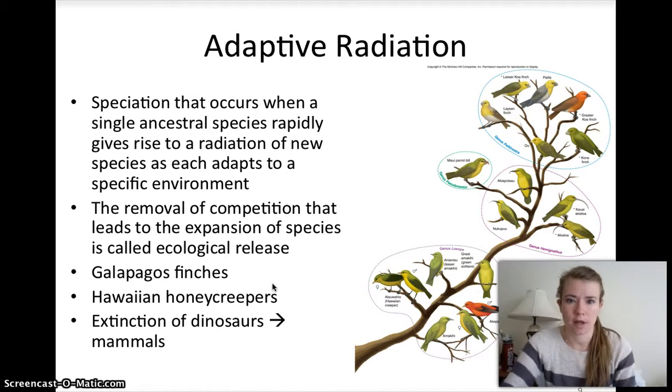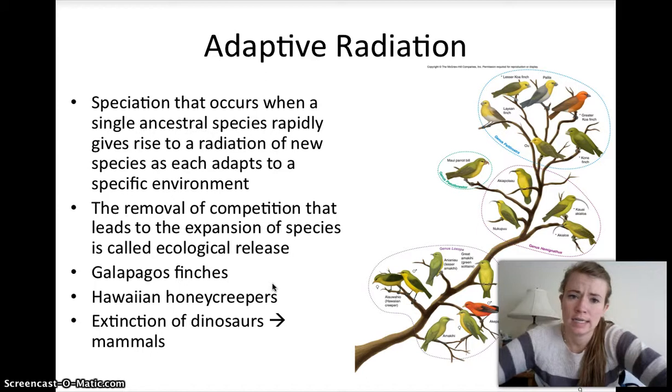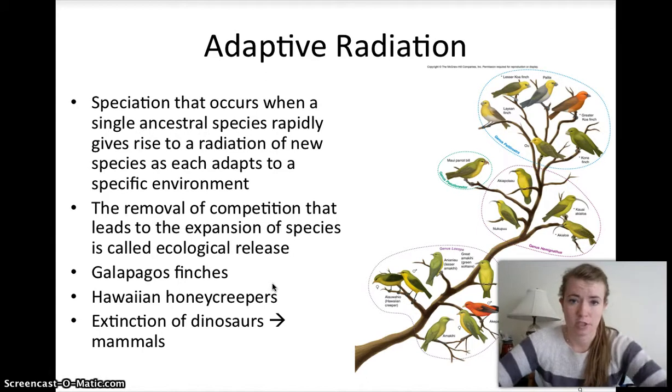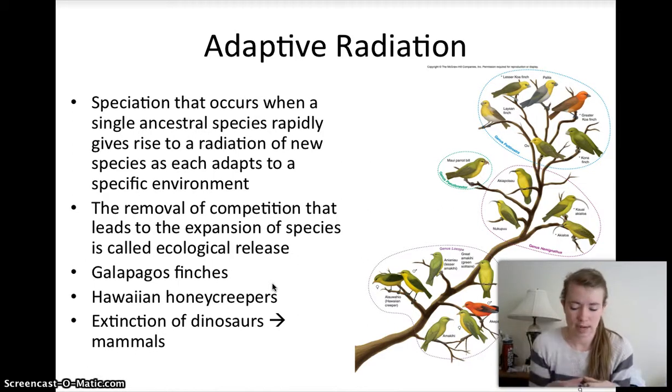Then we have a couple other things to talk about. One of them is adaptive radiation. And adaptive radiation is defined in your textbook as speciation that occurs when a single ancestral species rapidly gives rise to a radiation of new species as each adapts to a specific environment. And this often happens from the removal of competition. So basically what happens is, for whatever reason, some competition is removed. A predator is gone, anything like that. Suddenly there's nothing stopping this species from flourishing, and it adapts and it evolves, and quickly, very quickly.